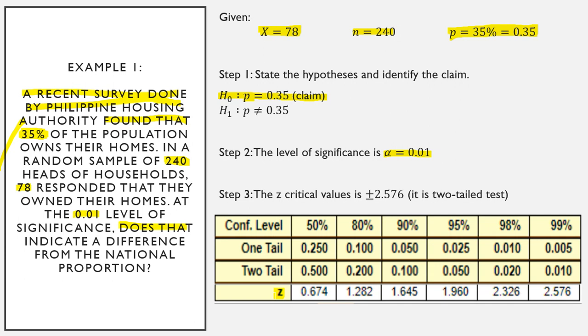Okay? So, identify muna natin kung ilang tail siya. So, since equal and then not equal po yung sign, ibig sabihin po niyan, two-tailed. Pag two-tailed, hanapin lang natin yung level of significance, which is 0.01. And then, syempre, sa baba nun, ayan na po yung magiging critical value natin. So, the critical value will be positive, negative 2.576. Okay? Again, don't forget to write also the sign positive and then negative before writing the critical value po.